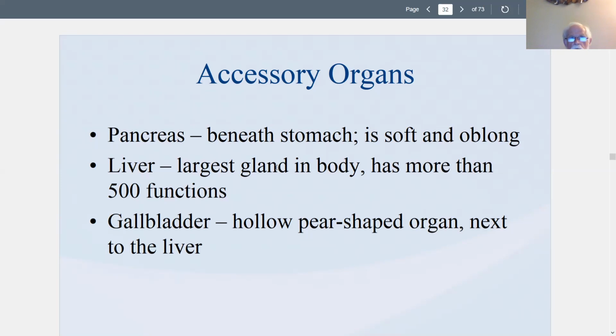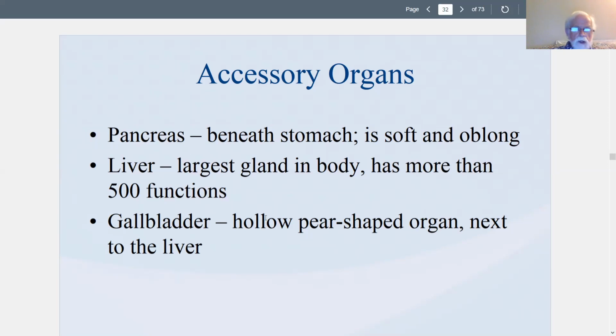So if you were to donate a liver to a liver transplant patient, what they would do is basically take a section of your liver, a lobe maybe, and put it into the patient, and assuming the patient accepts that liver, their liver will grow, and yours will grow back.